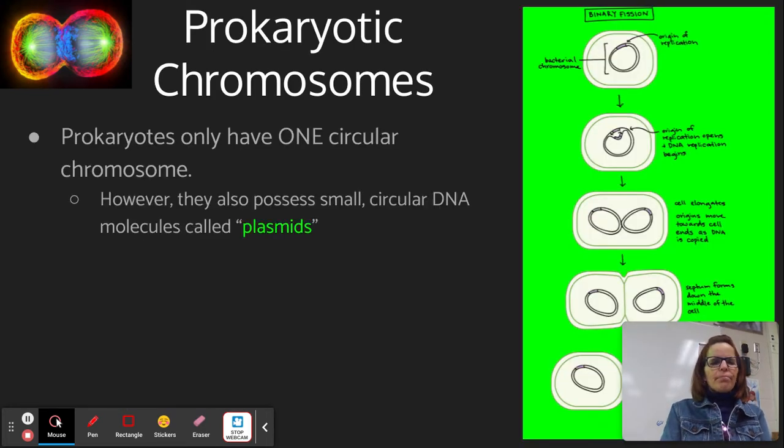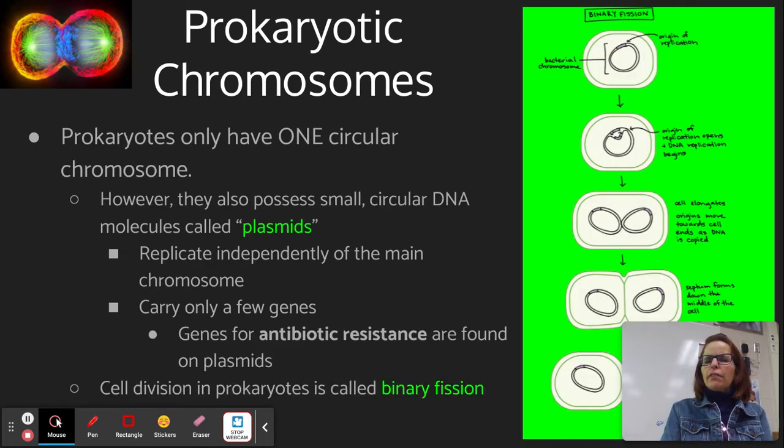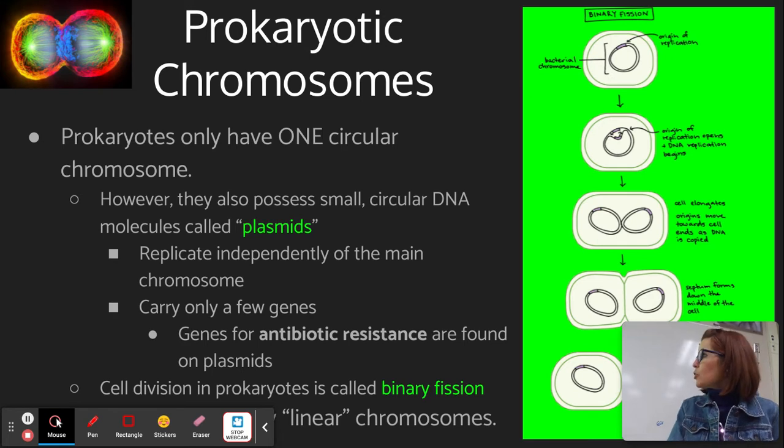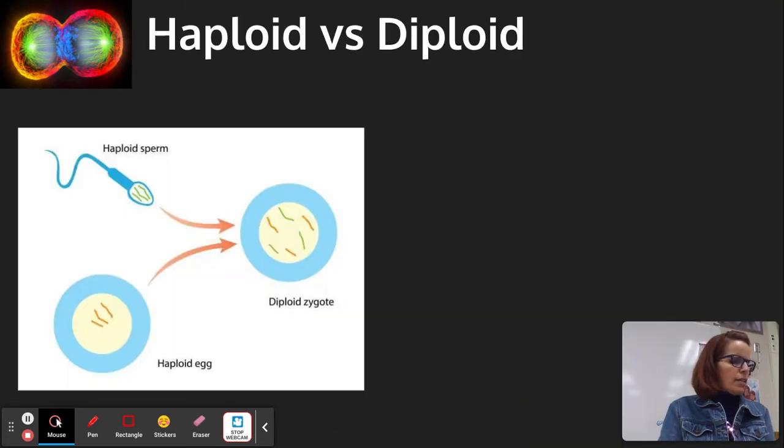Good. Okay. Prokaryotes, they just have a circular chromosome. We have what's called linear chromosomes. The one that looked like an X, we call that a linear chromosome. These guys have circular chromosomes. And their mitosis is called binary fission. It's a little bit different because it's a circular chromosome, but it's still the same idea. The DNA gets copied. All right.